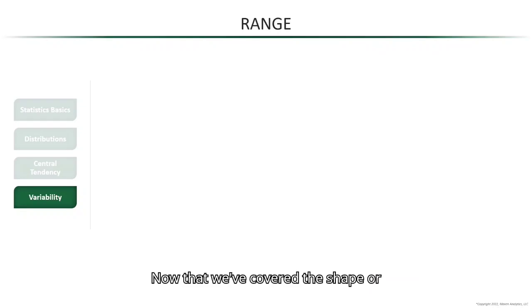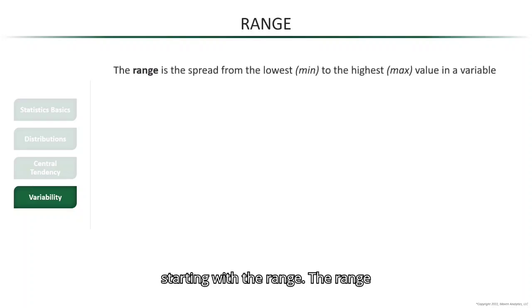Now that we've covered the shape or frequency of the data and the center of the data, let's talk about variability, starting with the range. The range is the spread from the lowest to the highest value in a variable. In other words, it's the difference between the min and the max.